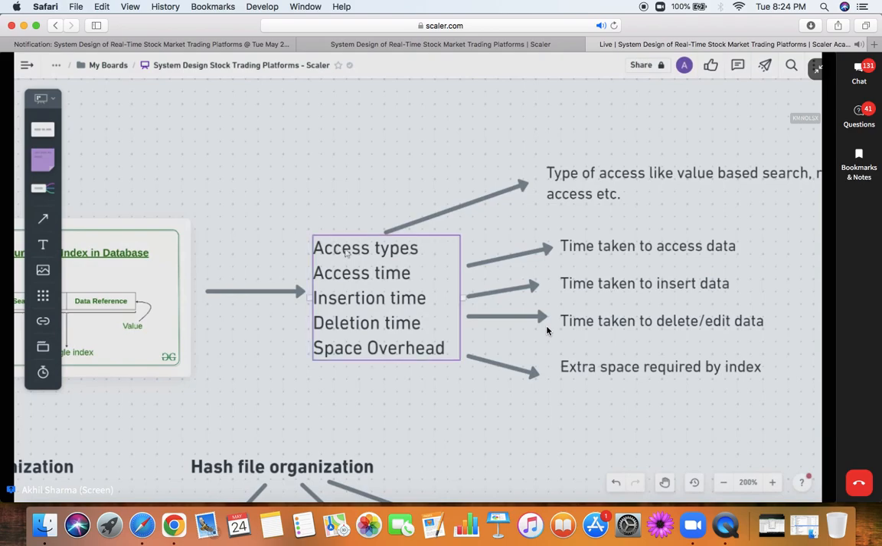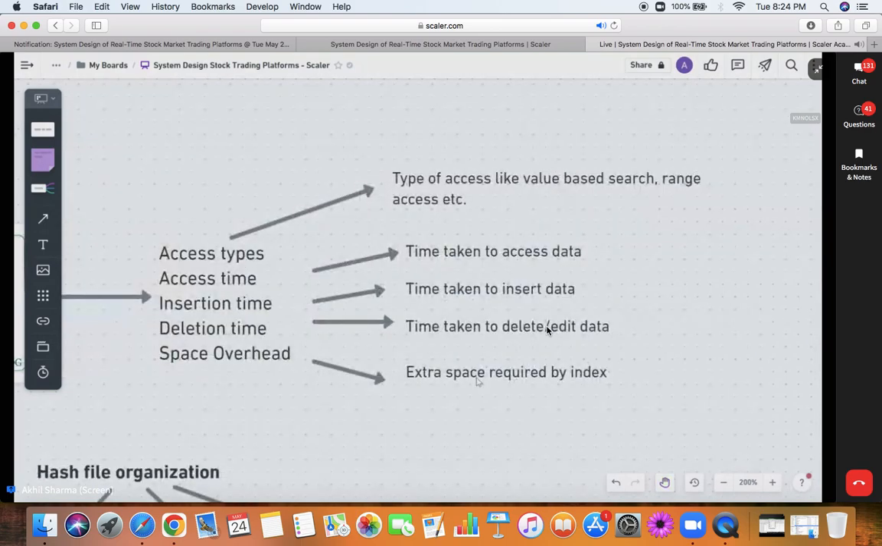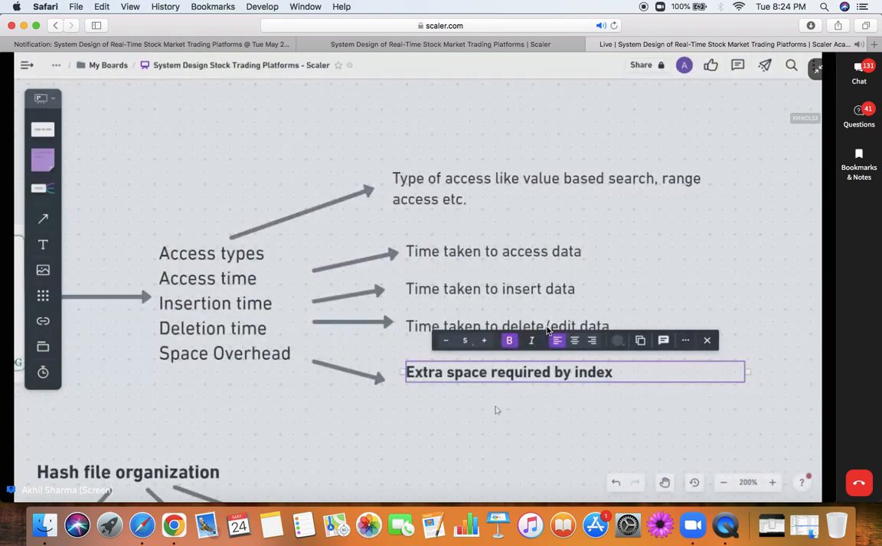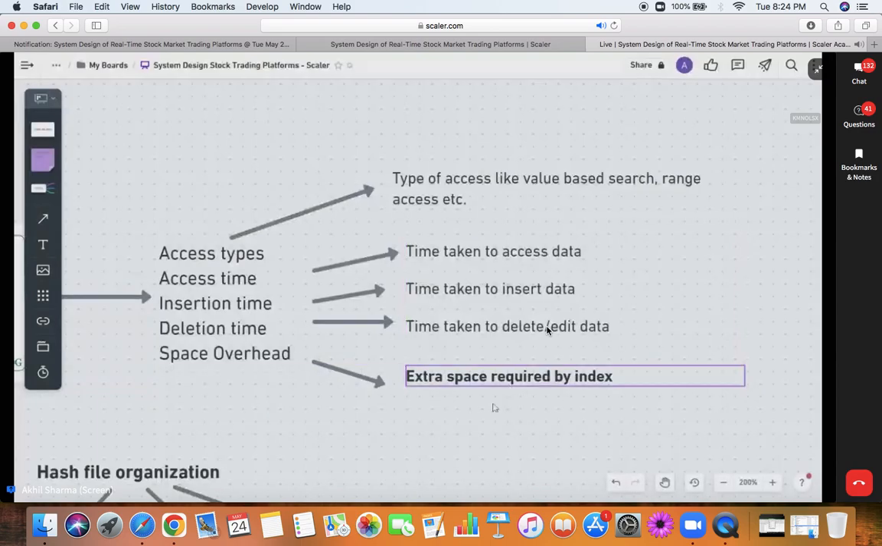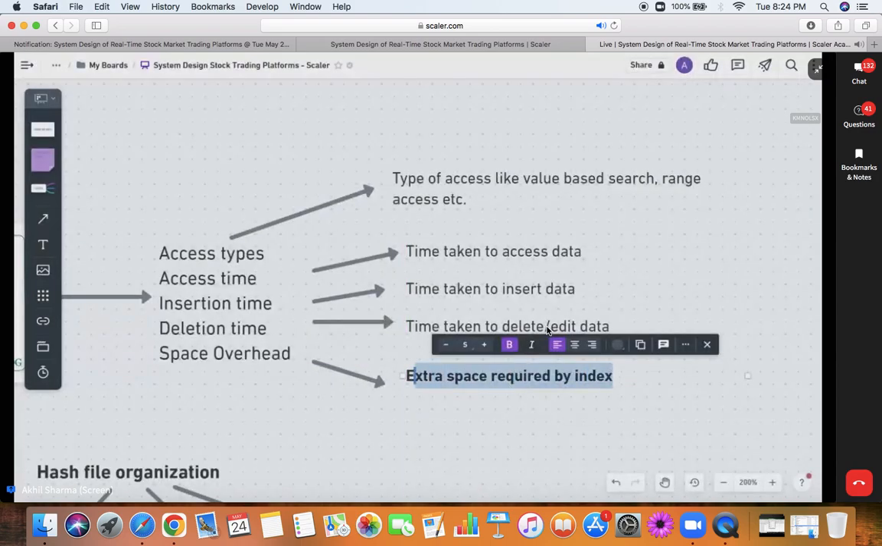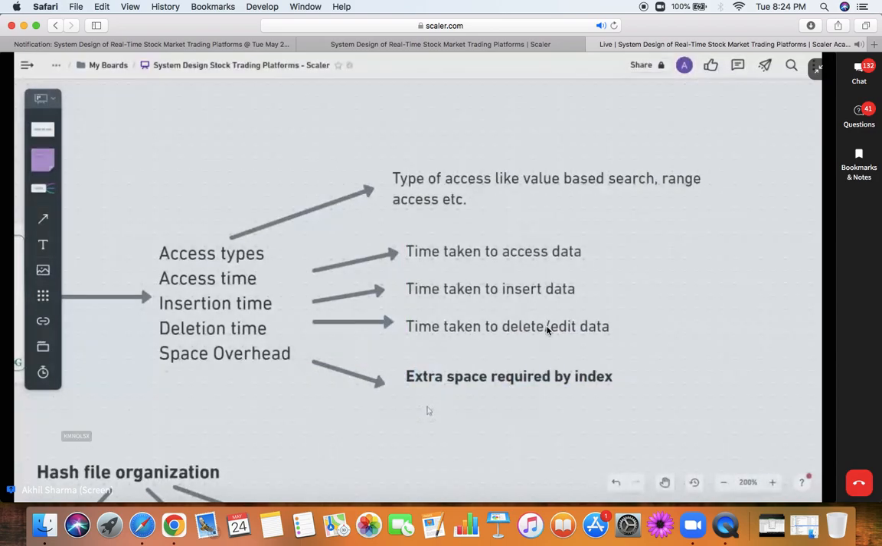So with an index, you get access types, access time, insertion time, and space overhead. The most important one being space overhead. With scalability, this problem comes in because your indexes require extra space, and a lot of system design engineers forget that your indexes are also going to need extra space, and this ends up becoming a bottleneck later on at a very large scale.